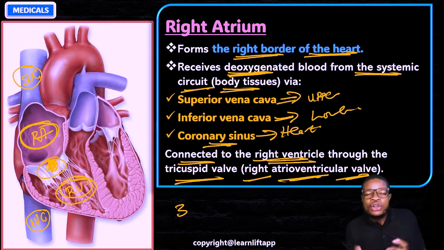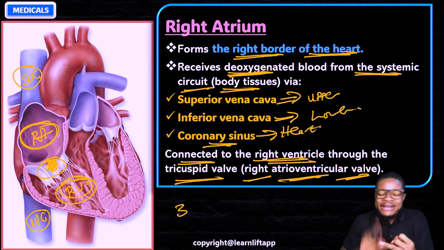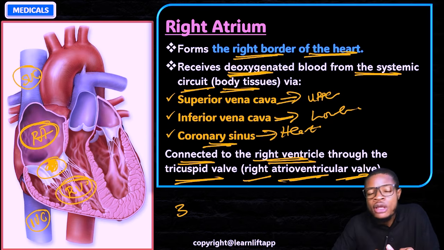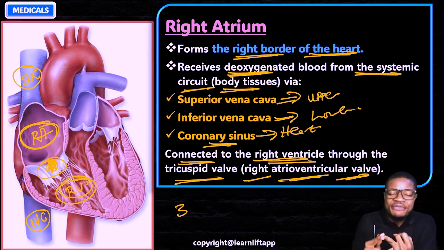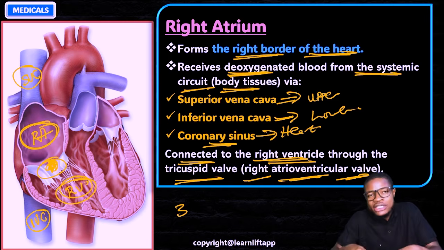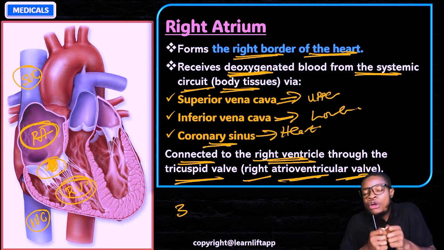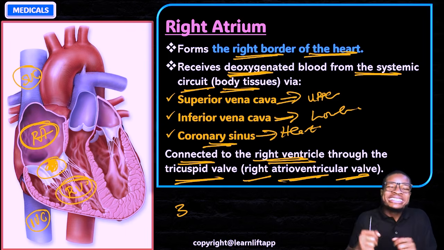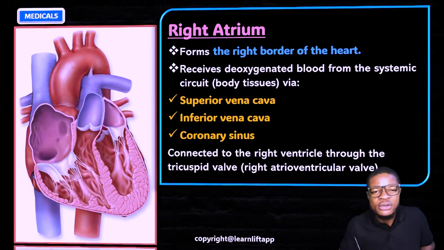Again, a quick rundown of the right atrium. The right atrium forms the right border of the heart. Number one, it receives deoxygenated blood from the systemic circuit through three channels: the superior vena cava, the inferior vena cava, and the coronary sinus. Then the right atrium drains its content into the right ventricle through the tricuspid valve, or the right atrioventricular valve. If you get that very fast, no stress, you're out of there.